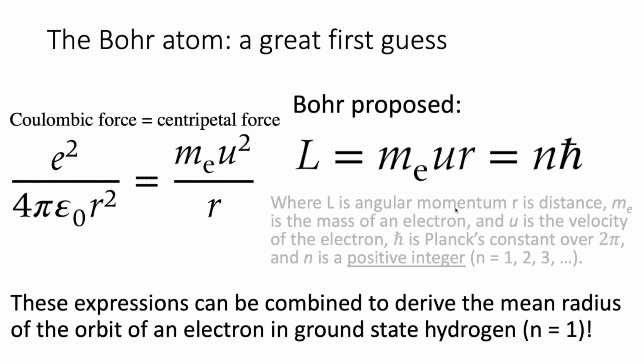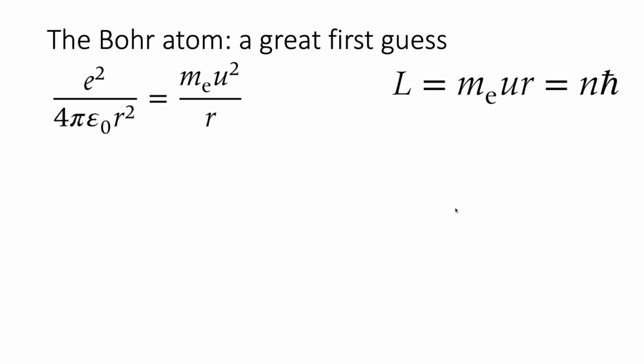So it turns out that these expressions can actually be combined in such a way that you can derive the mean radius of the orbit of an electron in the ground state of hydrogen, which is pretty wild. Again, as I mentioned, Bohr wasn't quite right, but boy, compared to where we were before, this was a tremendous step in the right direction. And in fact, at least as far as the mean radius goes, it can predict to a pretty good degree of accuracy. So that's pretty amazing.